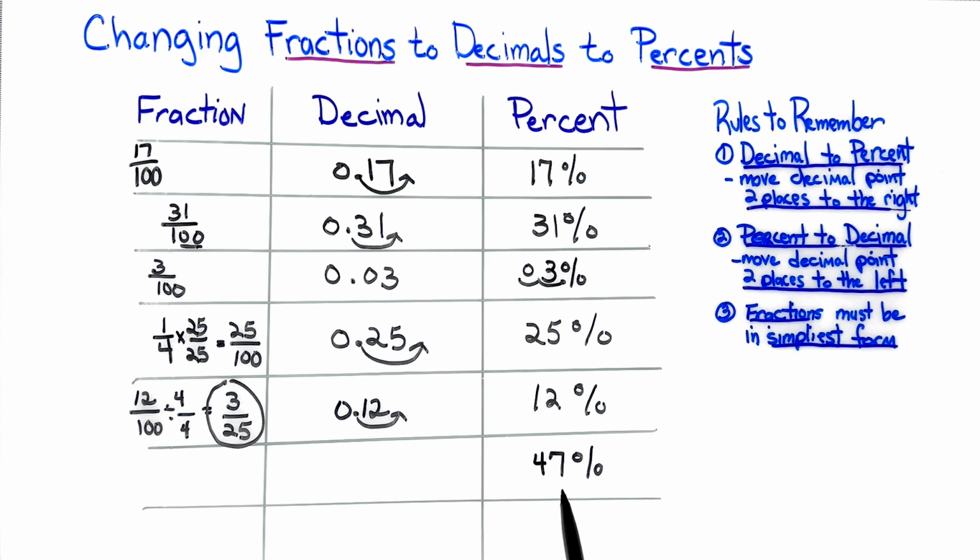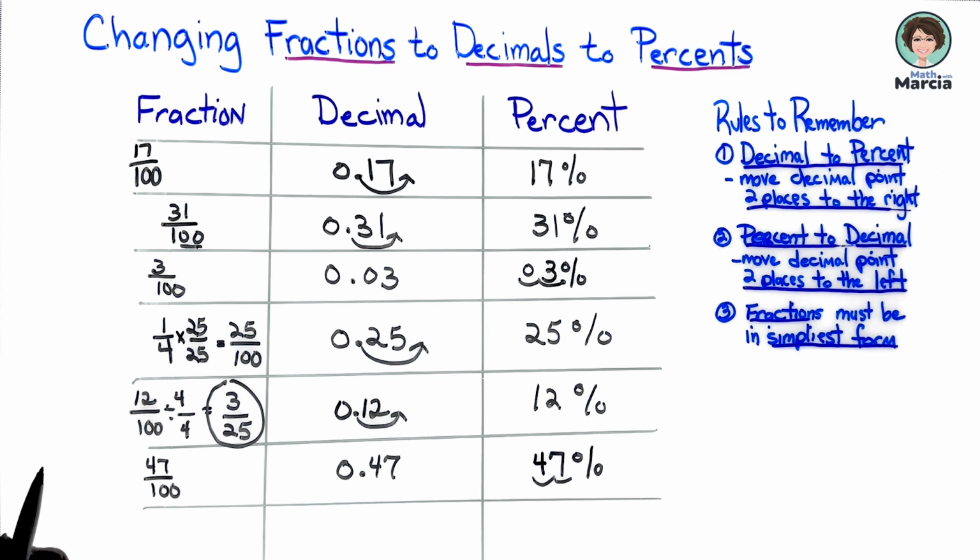And the last problem we have here, we have 47%. Notice we're going from percent to decimal, so we're going to move 2 places to the left. So that is 47 hundredths. And now when I have 47 hundredths, I know that I can write 47 over 100. And here I will tell you 47 is a prime number, so we know that this is in simplest terms.